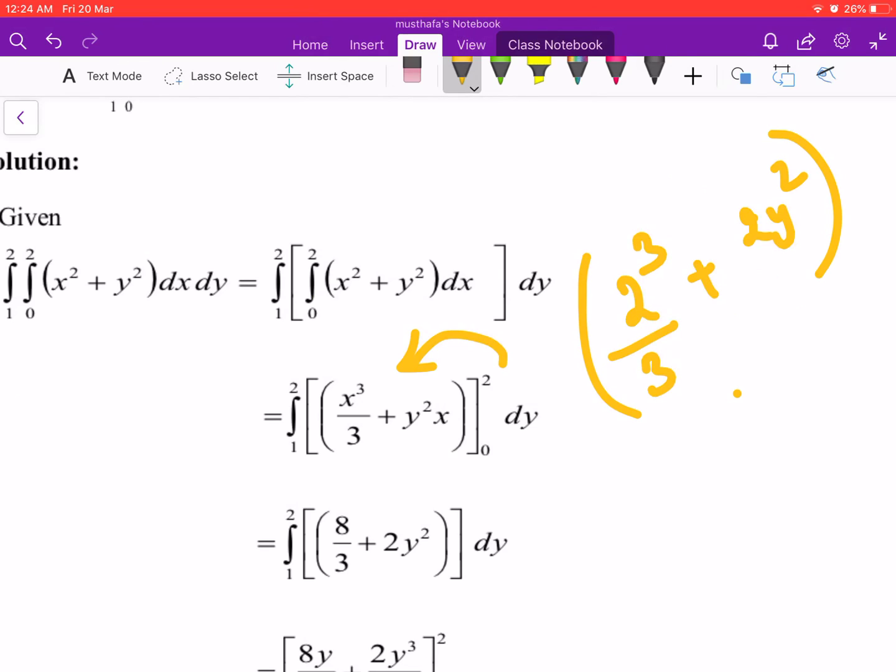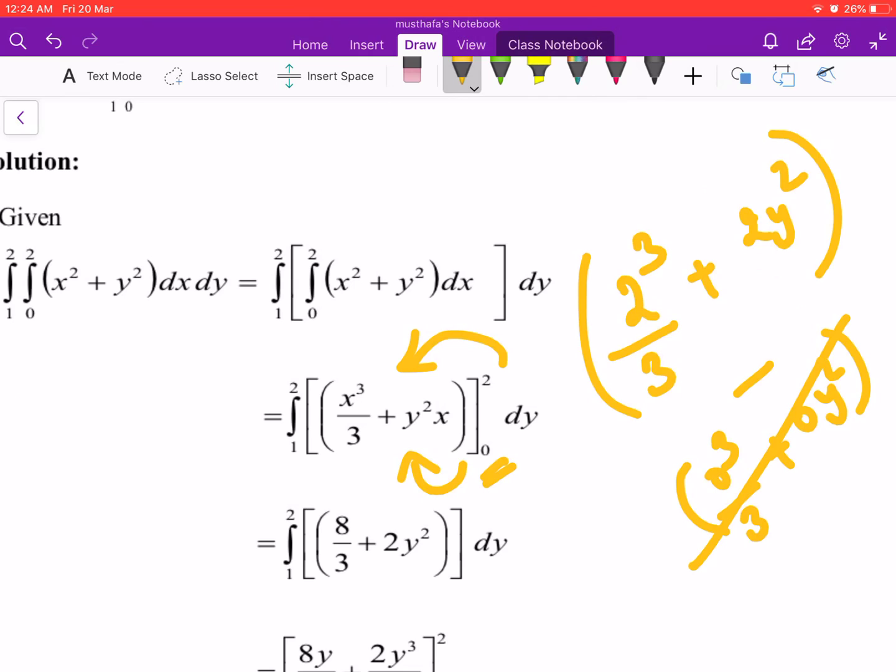And the rule is minus, now the lower limit. What is the lower limit? 0. So now you are going to apply x as 0. So this will be 0 power 3 over 3 plus 0 times y square. 0 multiplied by anything is 0 and 0 over 3 is 0. So the total lower limit will be 0, so you can cancel the term. What is the value of 2 power 3? It is nothing but 8. So you have 8 over 3 and then 2 times y power 2.